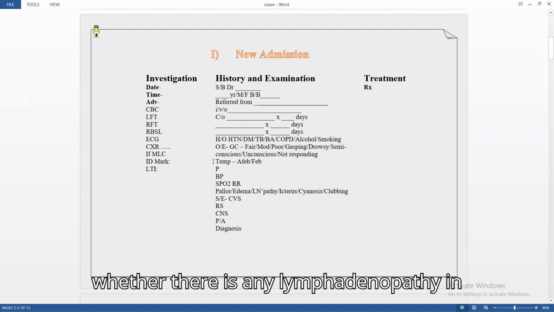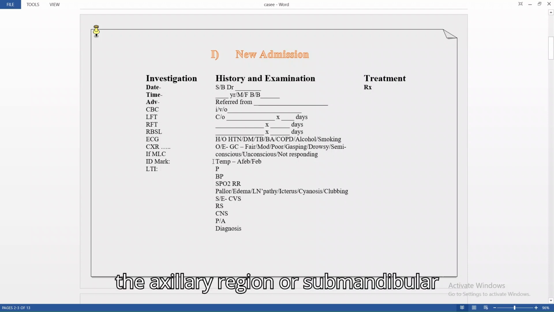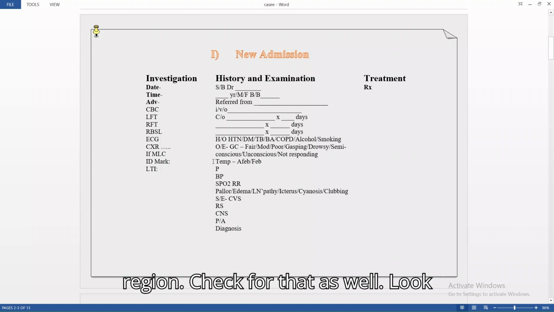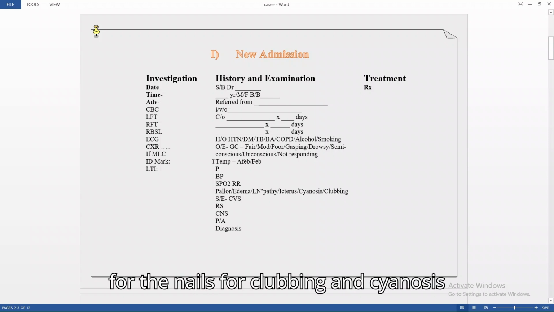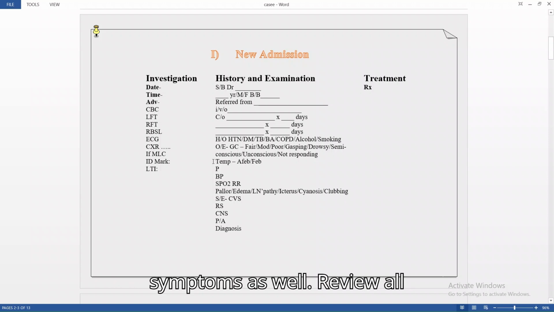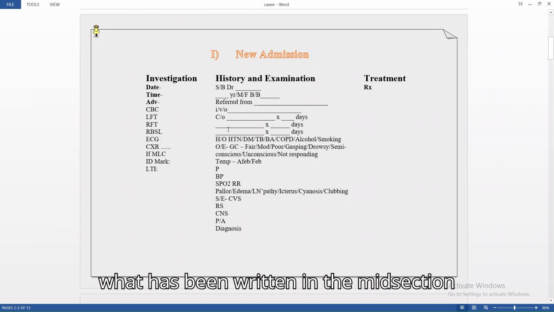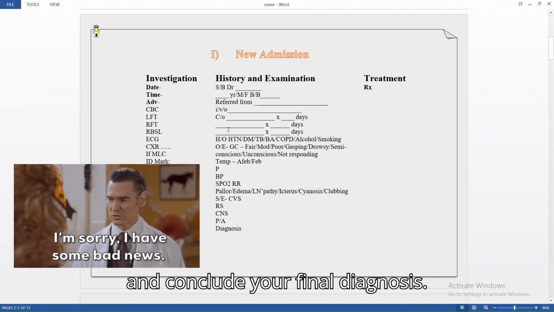Whether there is any lymphadenopathy in the axillary region or submandibular region, check for that as well. Look at the nails for clubbing and cyanosis symptoms as well. Review all that has been written in the midsection and conclude your final diagnosis.